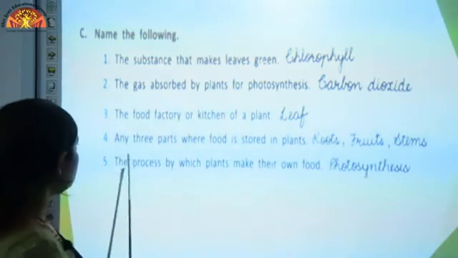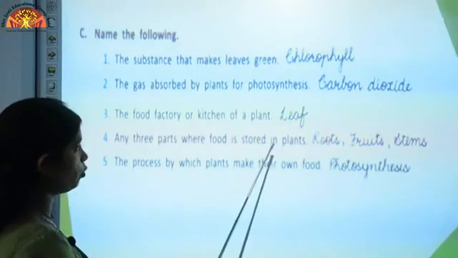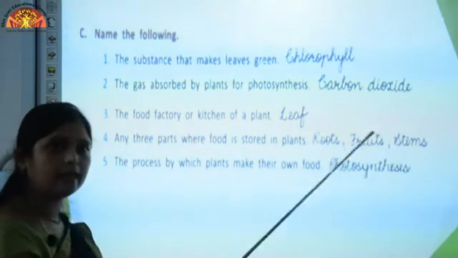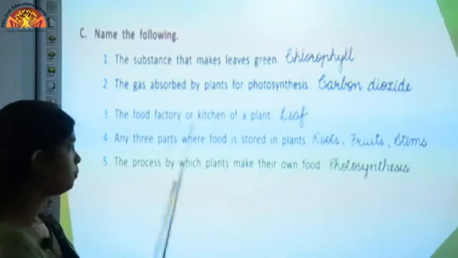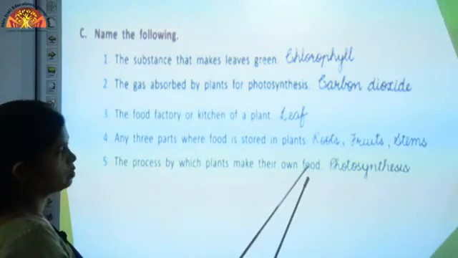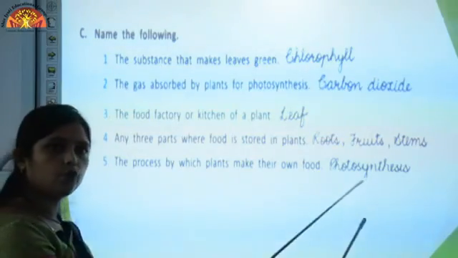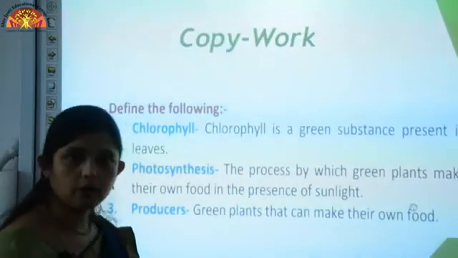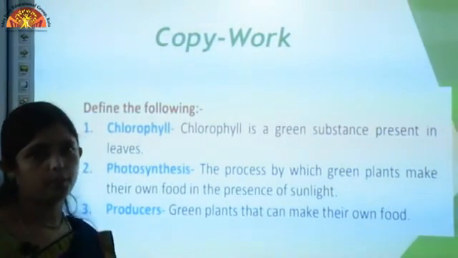Okay. Then any three parts where food is stored in plants, roots, fruits, stems, and you can also write leaves, flowers. Okay. Then the process by which plants make their own food, so this process is called as photosynthesis. Okay. So this was all about the book work. Now we come to the copy work.